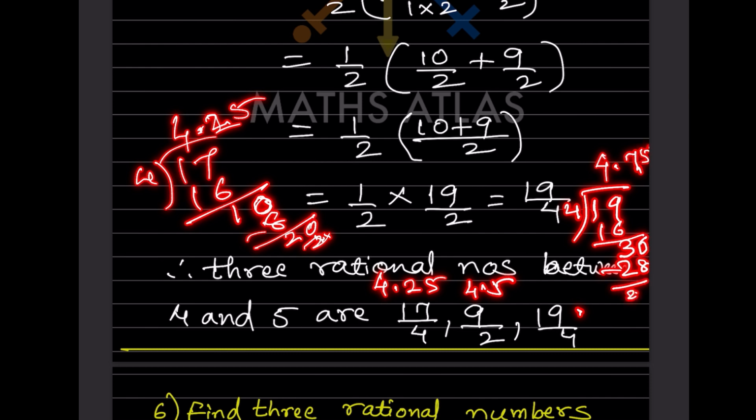So did you understand why we are putting 17 by 4 first, 9 by 2 later, and 19 by 4? These numbers are between 4.25, 4.5 and 4.75. So see the proper sequence for this one.